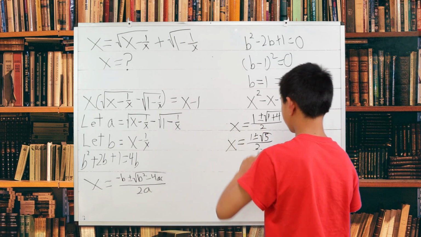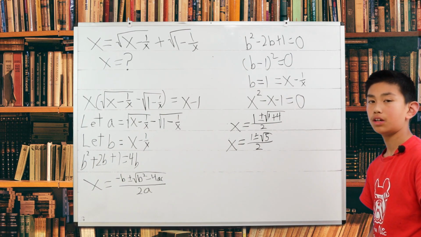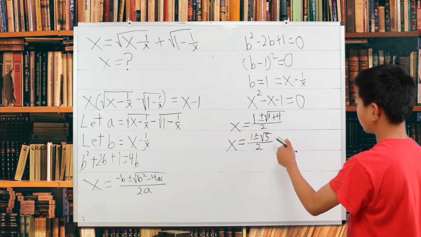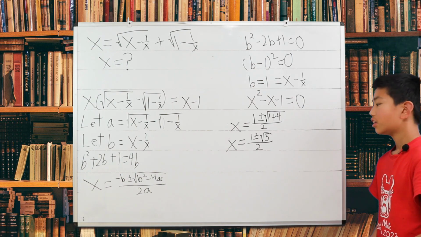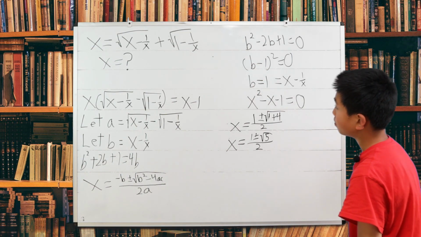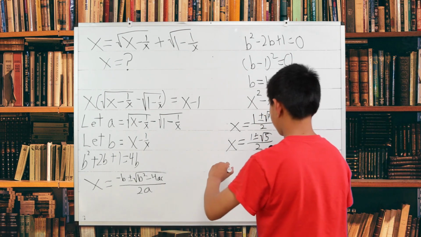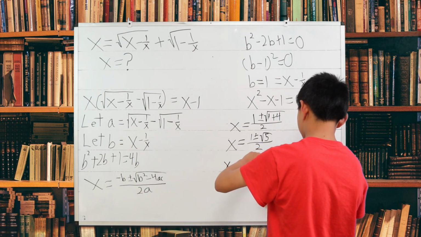divided by 2. There are actually not two answers to this problem, but only one, which is 1 plus the square root of 5. Because if it was 1 minus the square root of 5, that value would be less than 0, making it not make sense. So our only answer for x is equal to 1 plus the square root of 5 over 2.